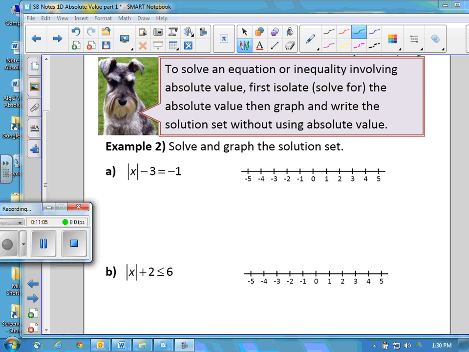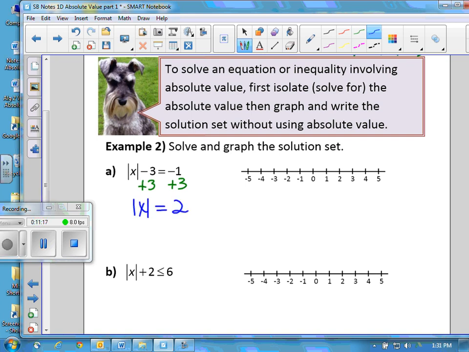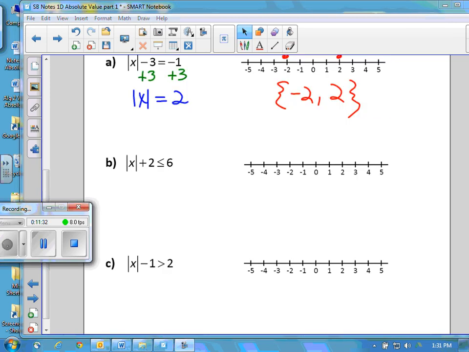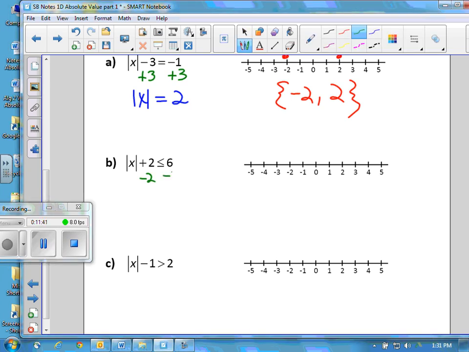Thinking through solving, the first thing we would do is add 3 to each side. So when we do that, we're going to get the absolute value of x equal to +2. Continuing to solve now, that's going to give us points at -2 and +2. That would be our solution set. So let's look at the absolute value of x plus 2 being less than or equal to 6. Again, think about what we would do first. We're going to need to subtract that 2 from both sides. Once we do that, we're going to have the absolute value of x less than or equal to 4.